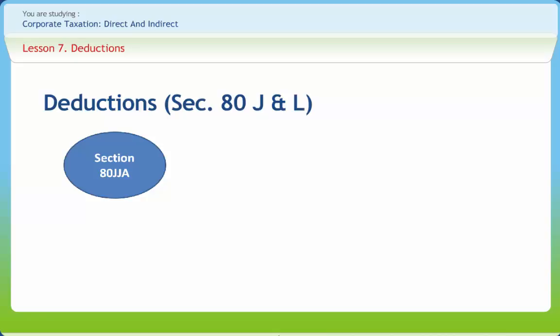80JJA, which provides deduction in respect of profits and gains from business of collecting and processing of biodegradable waste, is applicable to all assessees for the amount of 100% of the profit for 5 years. 80JJAA Rule 19AB gives deduction in respect of employment of new workmen. Only Indian companies can access this deduction, with an amount of 30% of additional wages for 3 years.